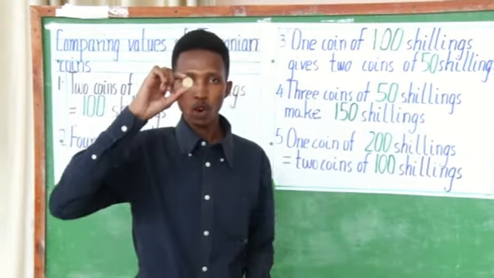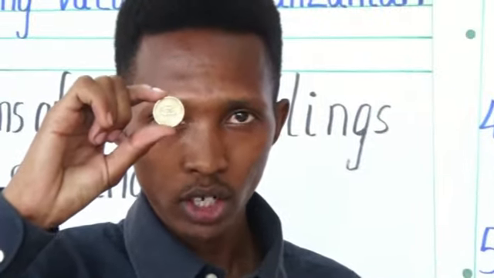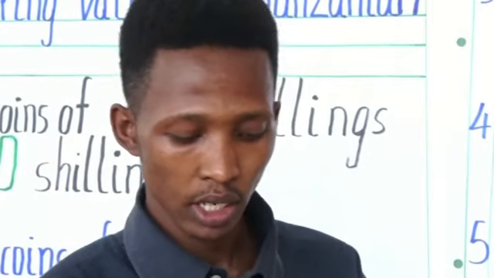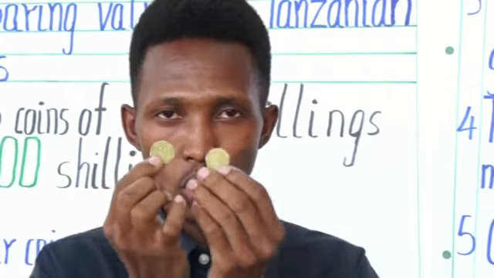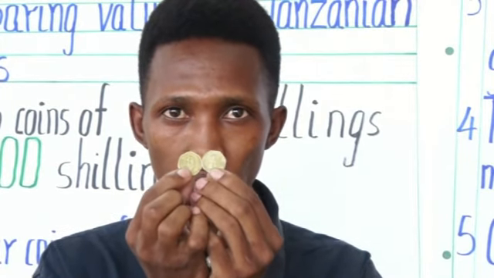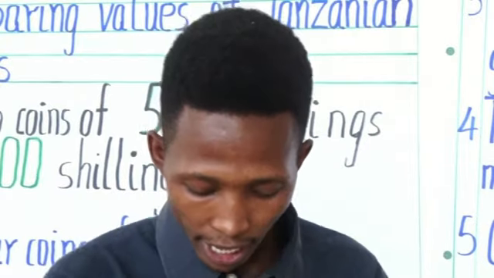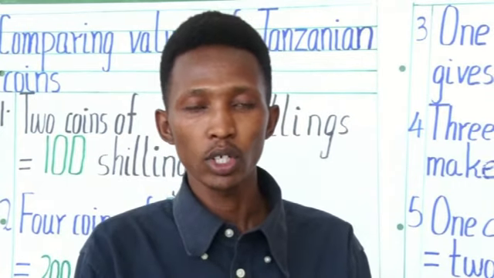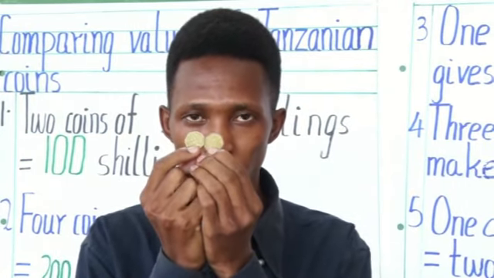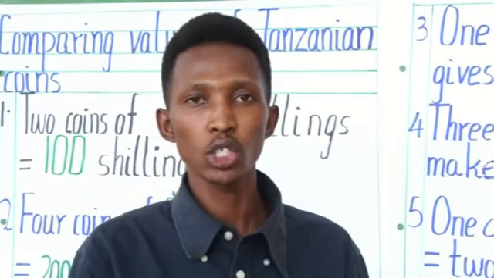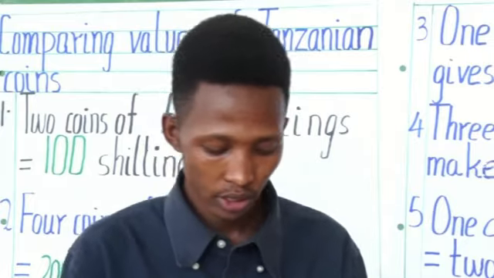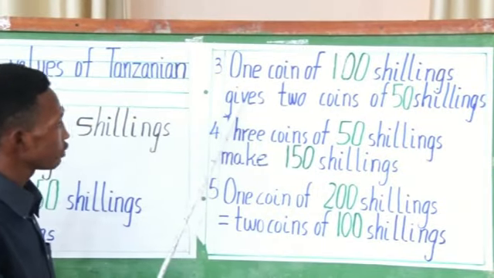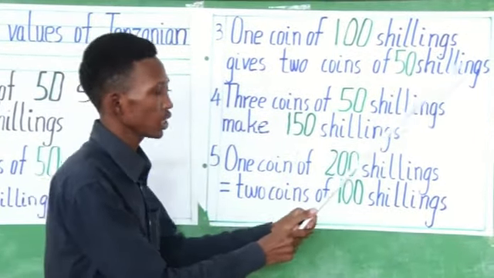One coin of 100 shillings is equal to, or gives, 2 what? Coins of 50 shillings. So this means when I have 1 coin of 100, it's the same as when another person has 2 coins of 50 shillings. So 100 shillings is equal to 2 coins of 50 shillings. Let's go together. So 1 coin of 100 shillings gives 2 coins of 50 shillings.